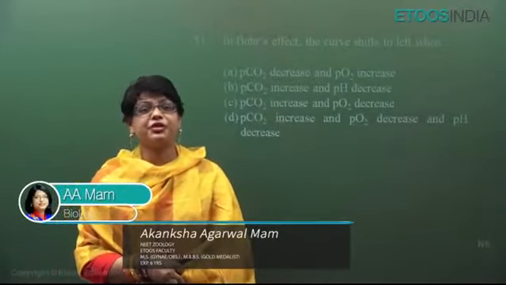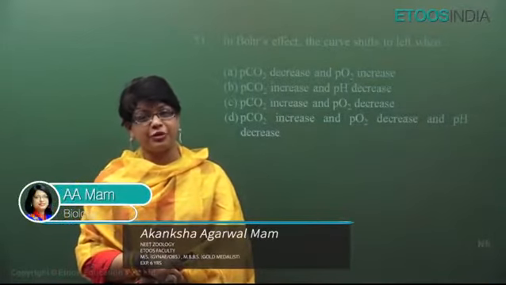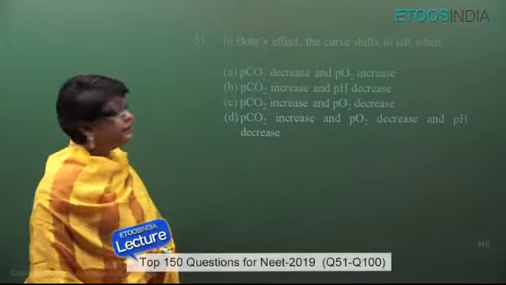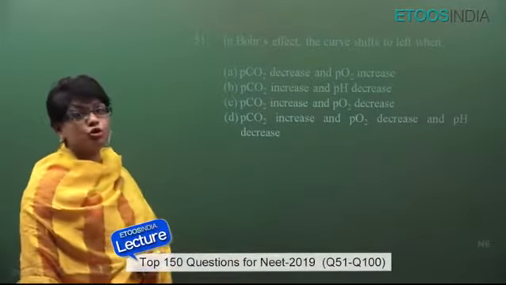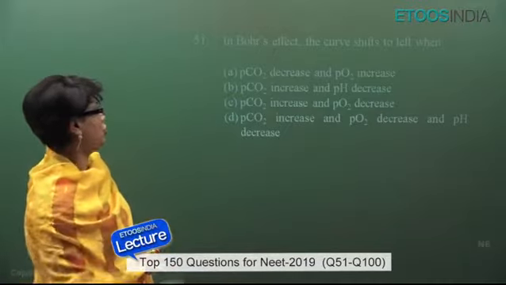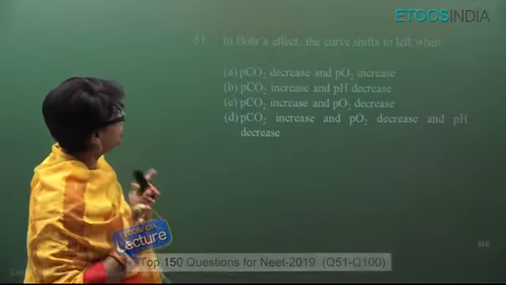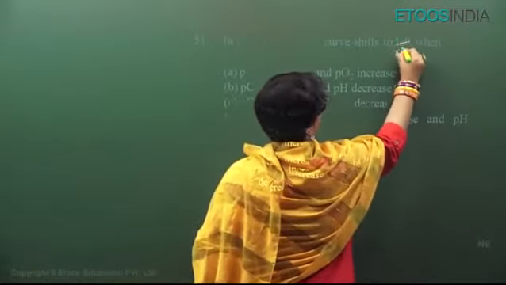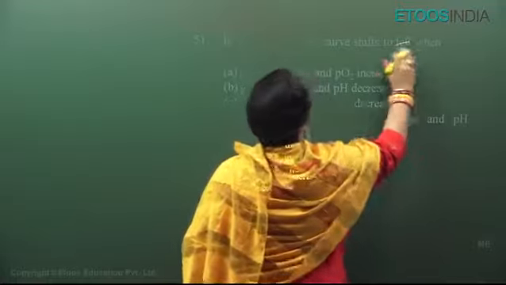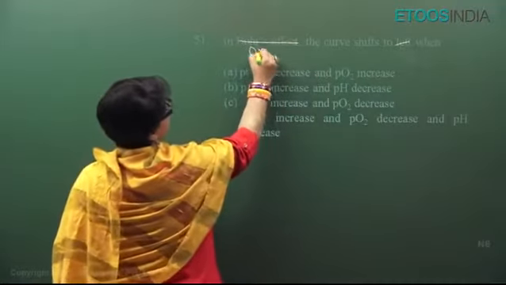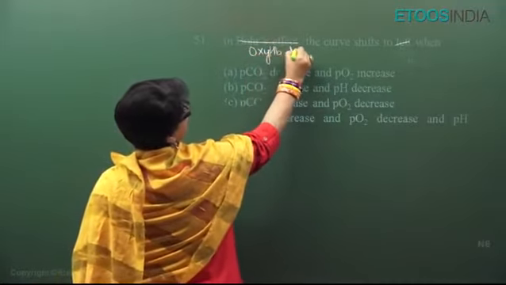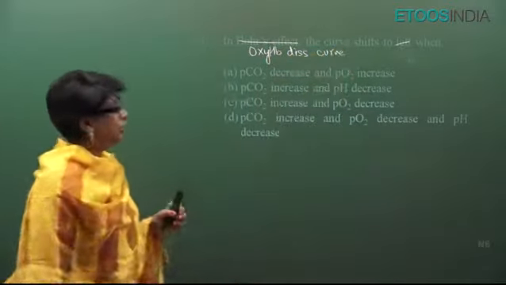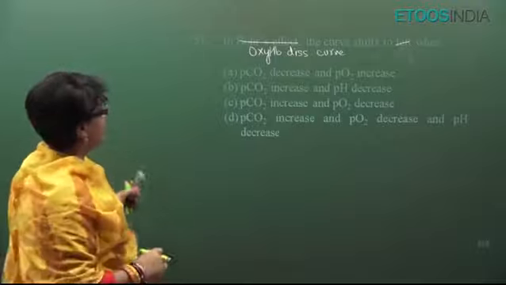In the previous class we discussed the first top 50 questions. Now let's read more. Now question number 51. In Bohr's effect the curve shifts to left when? Actually, in Bohr's effect the curve does not shift to left. There is a little problem. It should be the curve shifts to left in oxyhemoglobin dissociation curve. Alright, this is a little error in the typing. Let's see.